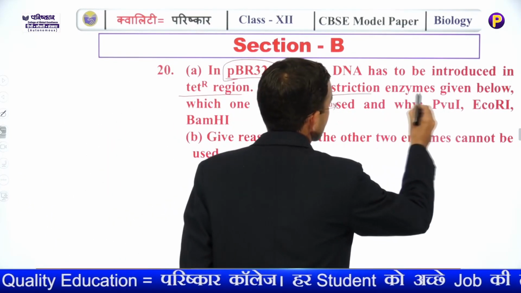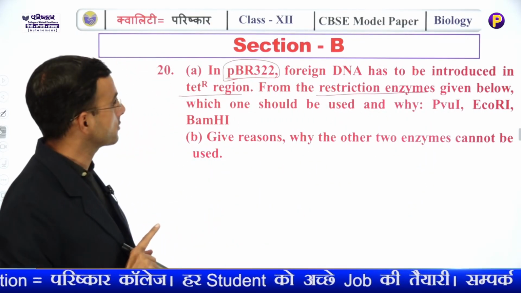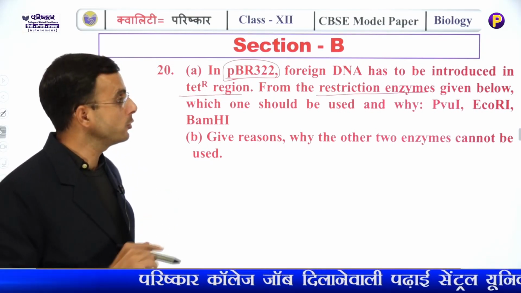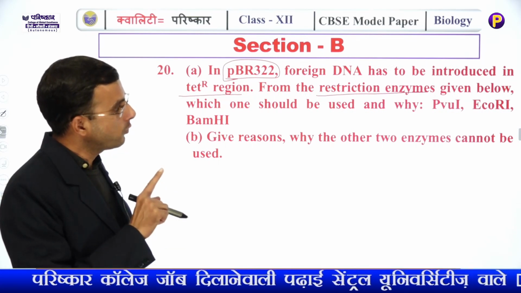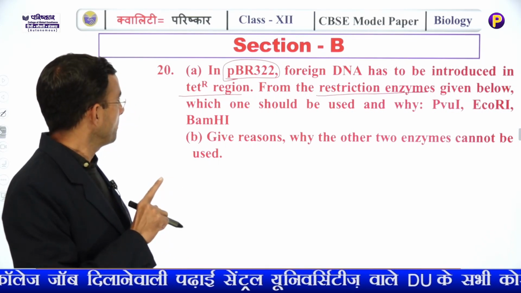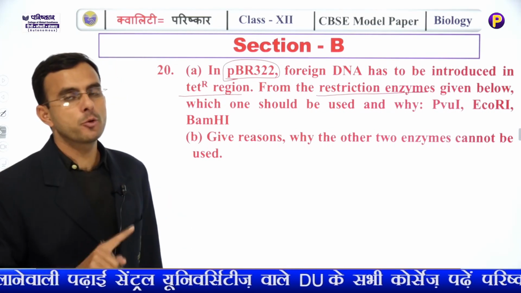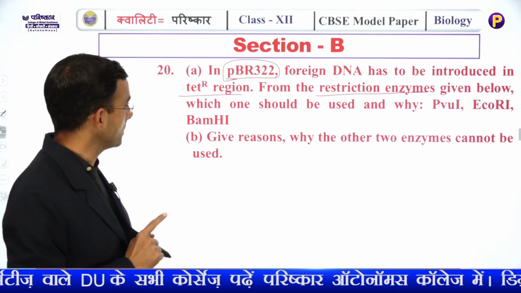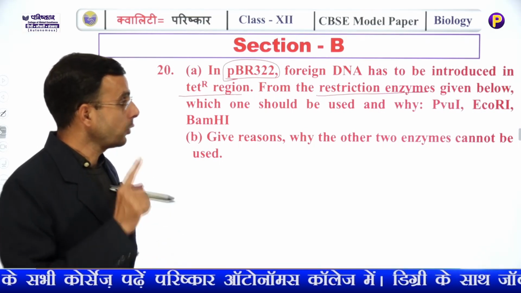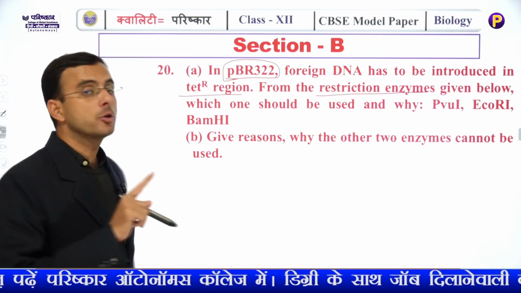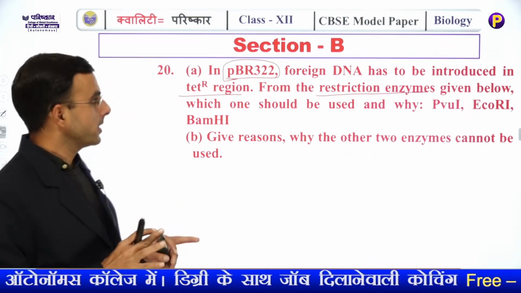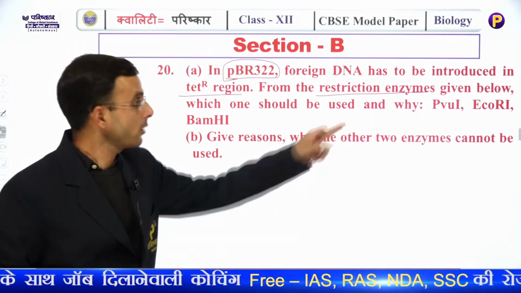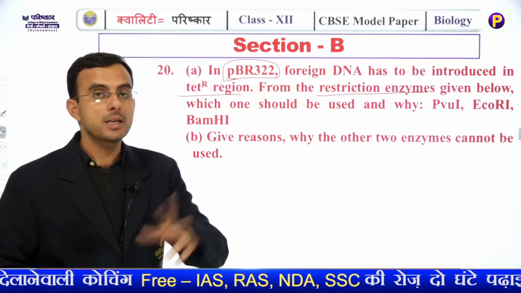So there is a restriction enzyme given below, which one should be used and why. Which type of restriction enzyme do we have to use? So first, EcoRI, BamHI. So which one do we have to use as a vector, that restriction enzyme? The second part of this question is: give reasons why these 2 cannot be used. So first is why you are utilizing that restriction enzyme. Second is, out of these 3, why you are not utilizing the other 2.